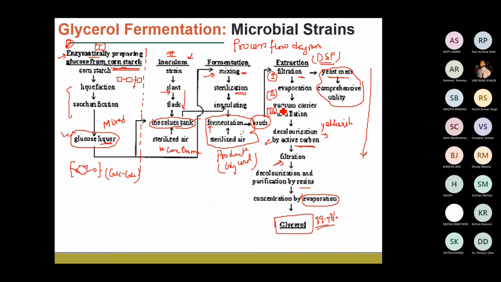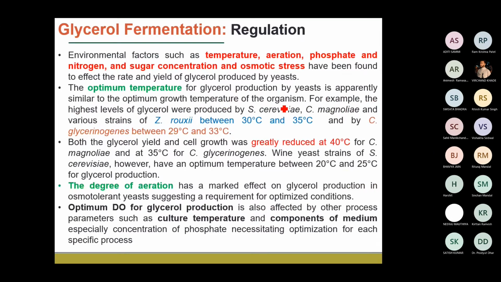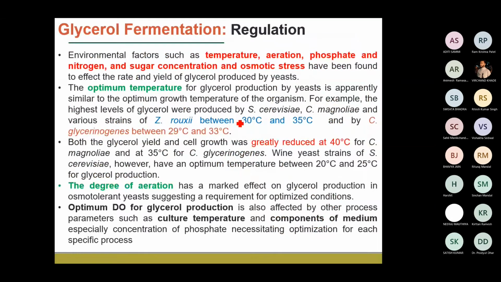Now let us look into the fermentation conditions: what are the optimized conditions, and what factors are taken into consideration when we carry out glycerol fermentation. There are some environmental factors which are optimized or monitored during glycerol fermentation. One is the temperature of the fermentation system, then aeration, which means how much air is dissolved, the concentration of phosphate ions in the growth media, nitrogen concentration, that is some sort of ammonia or nitrate, and the sugar concentration.